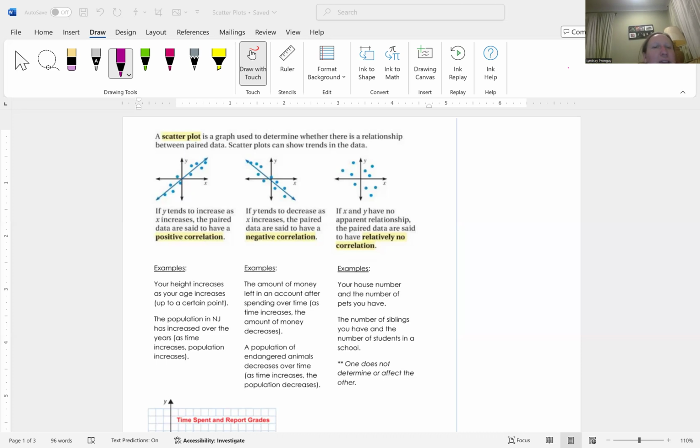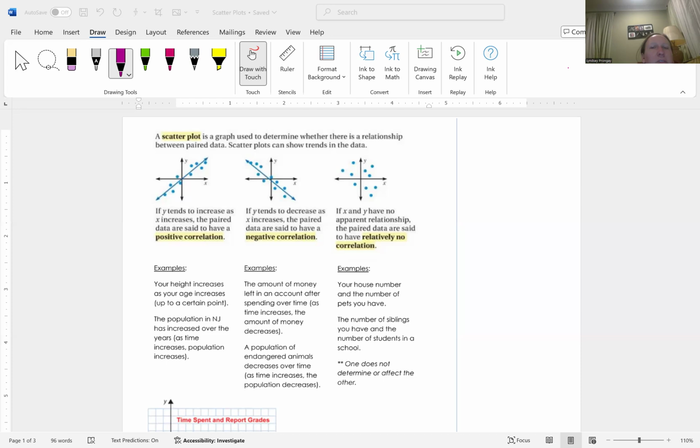Our examples for negative: the amount of money left in an account after spending over time, meaning as time increases, the amount of money in your account decreases. Unless you put more money back in, but we're assuming you're spending that money, so it's going down. Also, the population of endangered animals decreases over time, meaning as time increases, the population decreases.